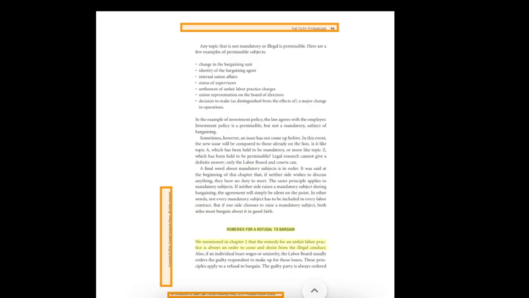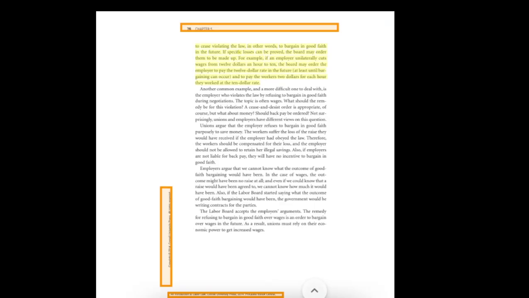Remedies for a refusal to bargain. We mentioned in Chapter 2 that the remedy for an unfair labor practice is always an order to cease and desist from the illegal conduct. Also, if an individual loses wages or seniority, the labor board usually orders the guilty respondent to make up for those losses. These principles apply to a refusal to bargain. The guilty party is always ordered to cease violating the law, in other words, to bargain in good faith in the future. If specific losses can be proved, the board may order them to be made up.